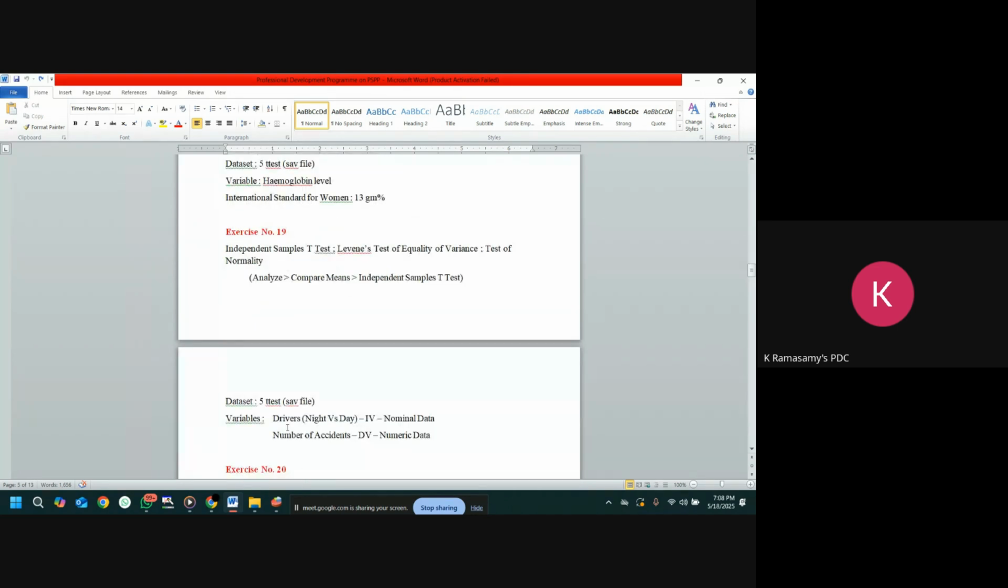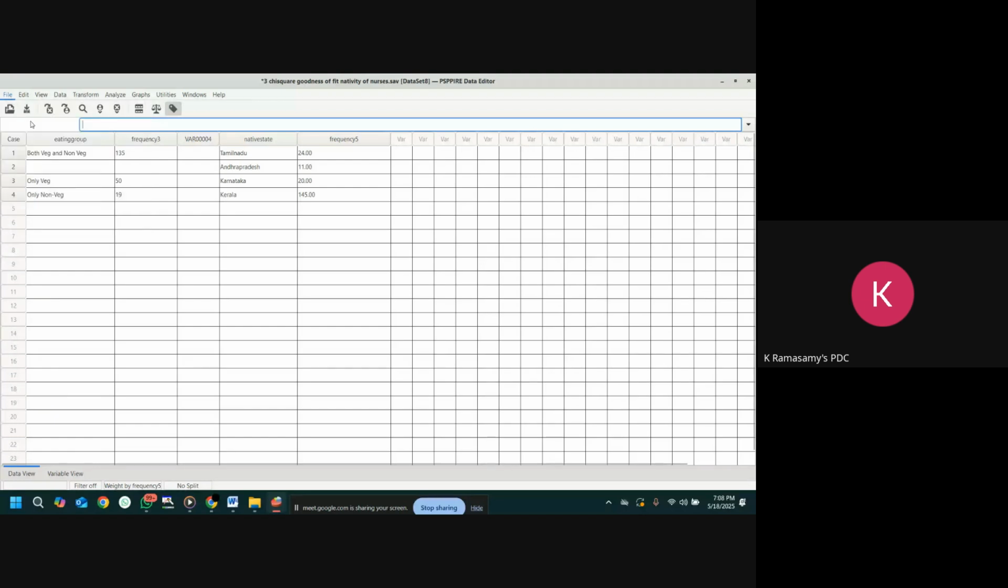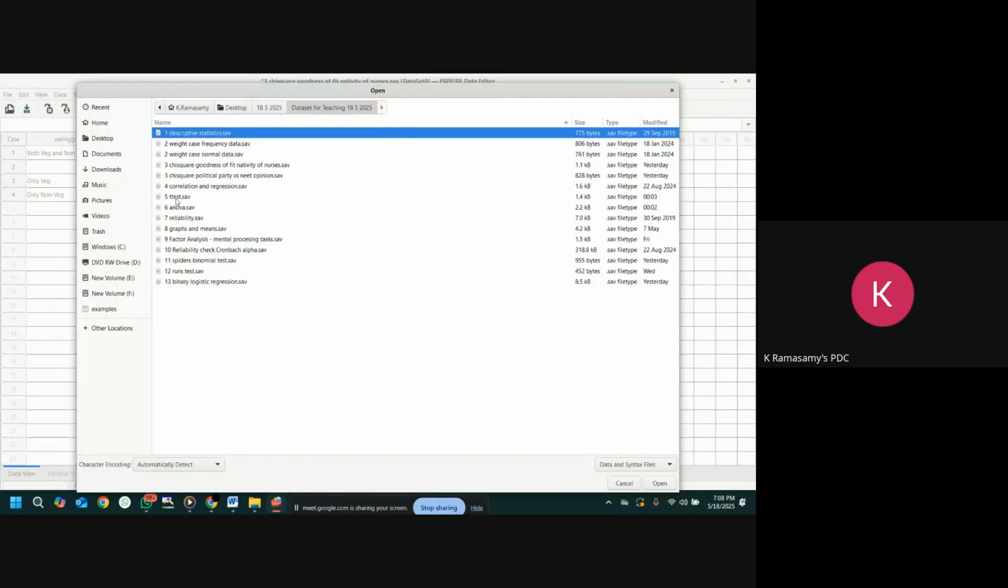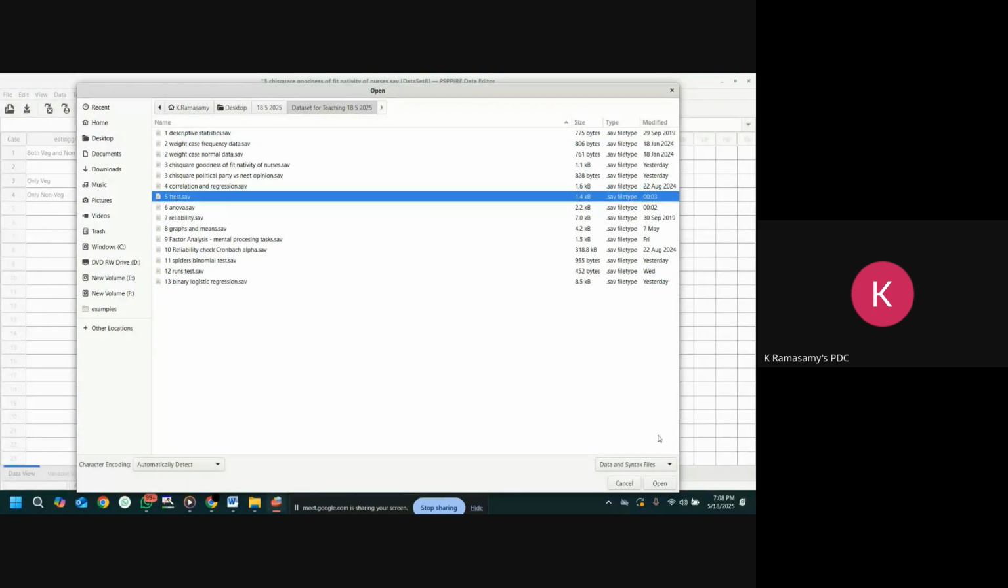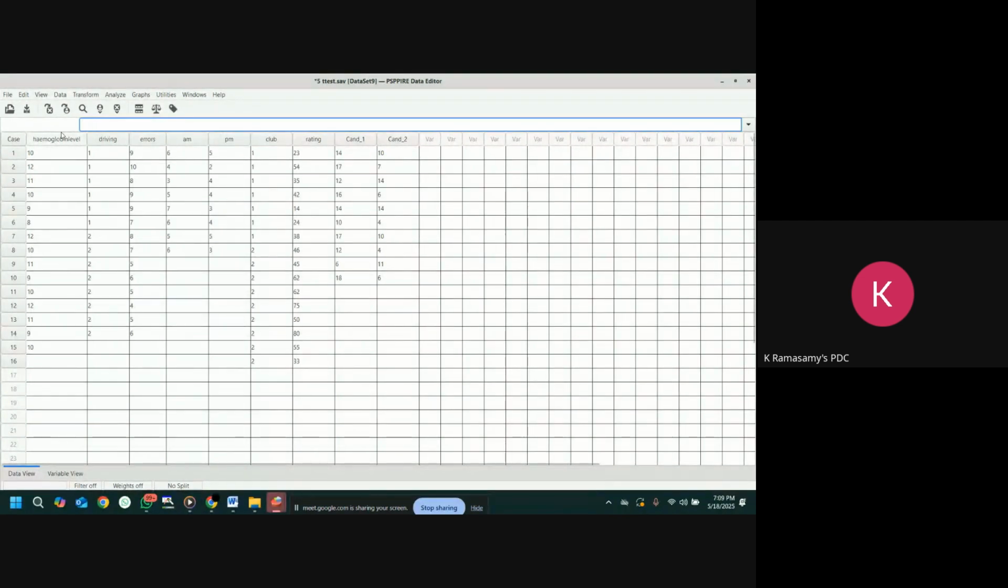So what is the data set? There's a file called T-test. So let me go to file. I say open and I go to the data set called T-test. I say open. Okay. Now the data has come. You can see here the data view. First, the hemoglobin level. I collected data from 15 girl students and found out the hemoglobin level. I want to see whether this is in accordance with the international standard, or whether my sample students have less than the expected hemoglobin level.